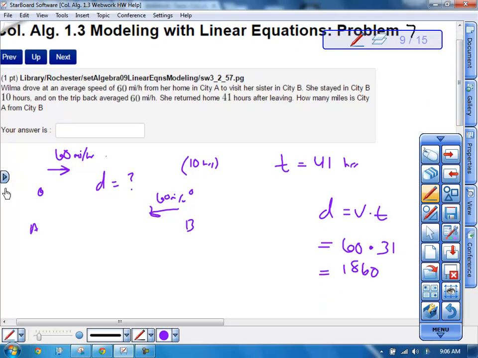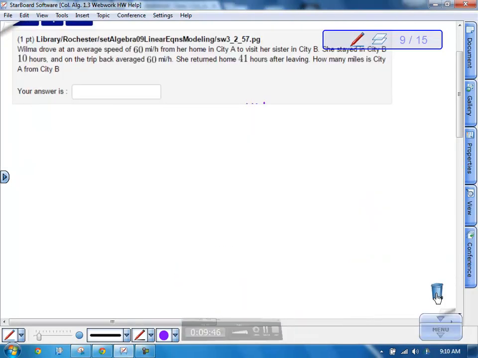But the problem with that is that's there and back. We only want the distance there, so we're going to have to divide that by 2. And that gives us our answer in our case of 930.